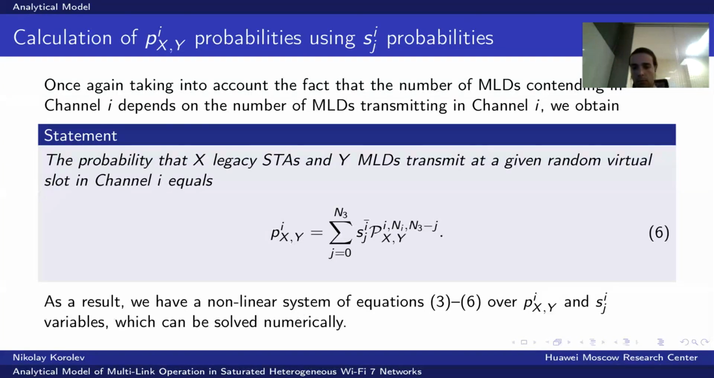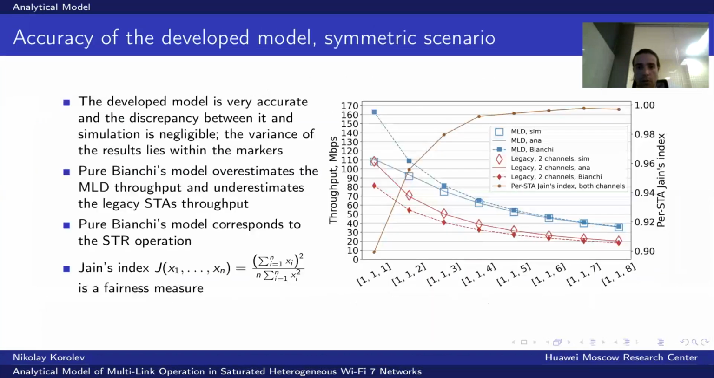And let me show you a couple of results about accuracy and other things. Well, the first thing is the following. Before developing the model, one obvious question appeared: can we just use Bianchi's model? Can we just say that, okay, an MLD has two affiliated stations, and we would consider each station in each link just as a separate device, same as a legacy station?